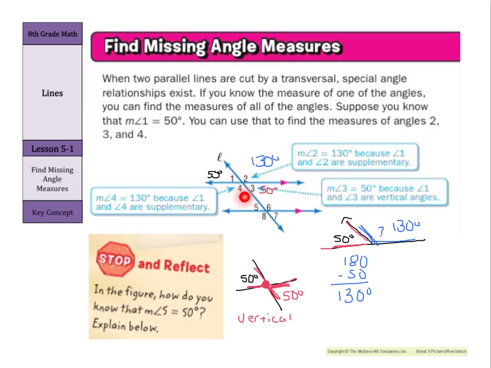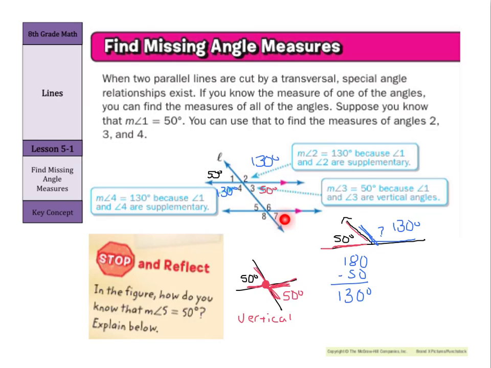Now it says angle 4 is 130 because 1 and 4 are supplementary. Well, that's the same concept. 1 and 4 are supplementary. So that's how you can find these four angles. And once you have these four angles, you can use the angle properties we're learning about in this lesson to be able to say, oh, these are corresponding, or alternate interior, or alternate exterior.